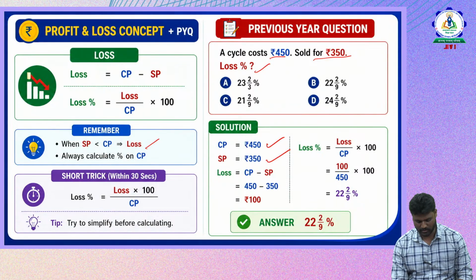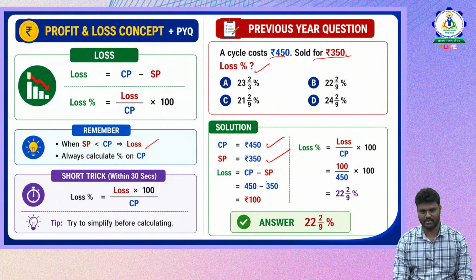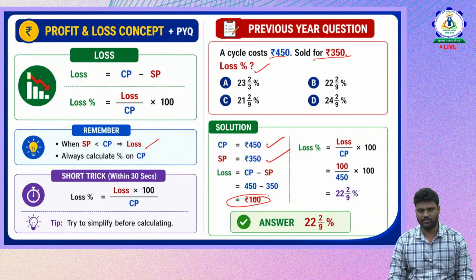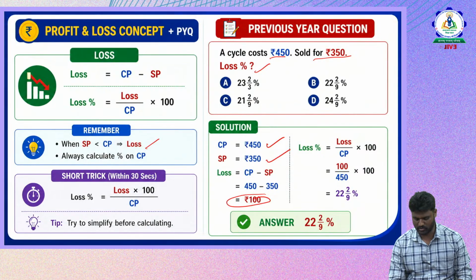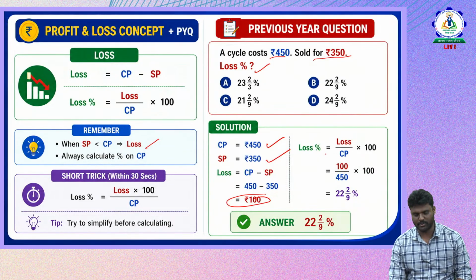Now let us find the loss. The cost price is 450, and when you substitute the cost price and selling price in the formula, you get a loss of 100 rupees. Now what percentage is that? We got the loss amount of 100 rupees. The formula is loss percentage equals loss by CP into 100, where CP is the cost price.